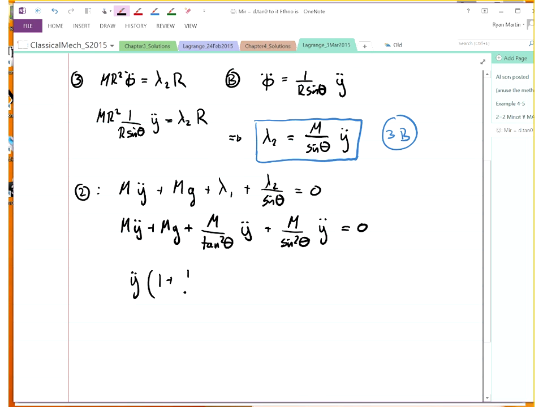So the y double dots, once the m's have canceled, I have a y double dot from the first term. Then I have a 1 over tan squared theta term. And then I have a 1 over sine squared theta term. And then plus the term that I forgot, the mg, which I've divided out the m, so it's just plus g equals 0.